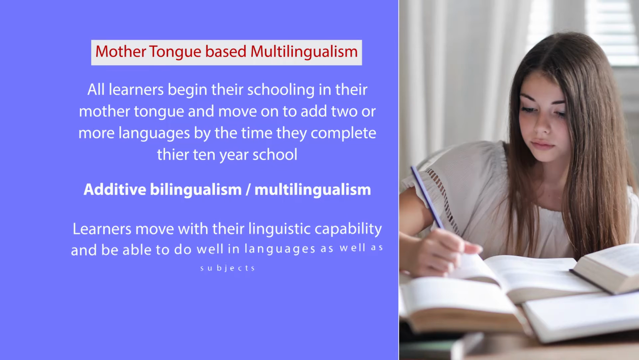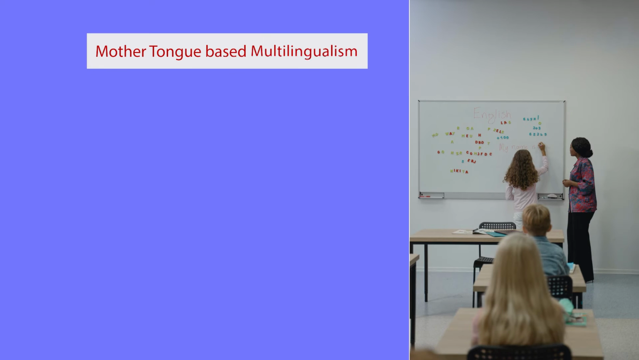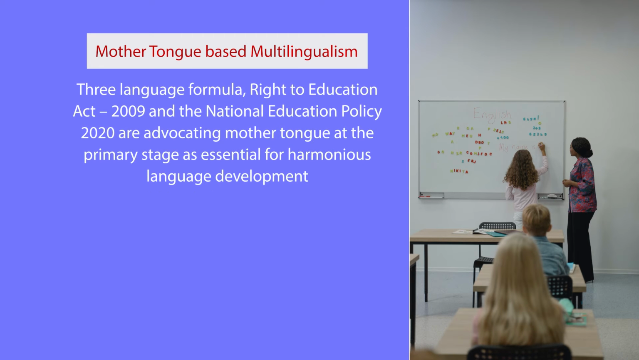Developed. Learners move with their linguistic capability in their first language, many languages, that common language linguistic proficiency helps in learning many languages, and also the subjects. So, 3-language formula, Right to Education Act, National Education Policy are advocating mother tongue at the primary stage as essential for harmonious language development as well as development of learners.